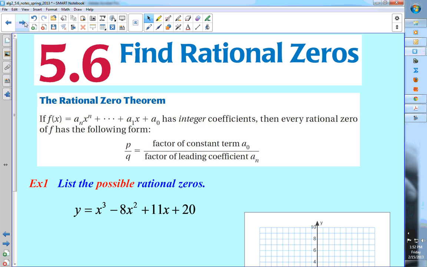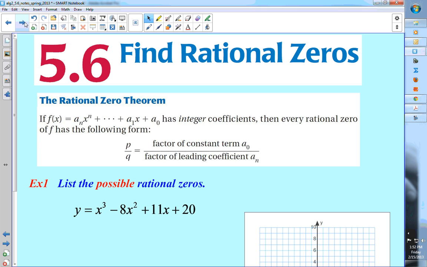Got to be in descending order now. And again, I am not telling you that P over Q is a rational zero. I'm saying it's possible that it's a root of this polynomial. And if none of your P over Q's work, then you don't have any rational zeros.